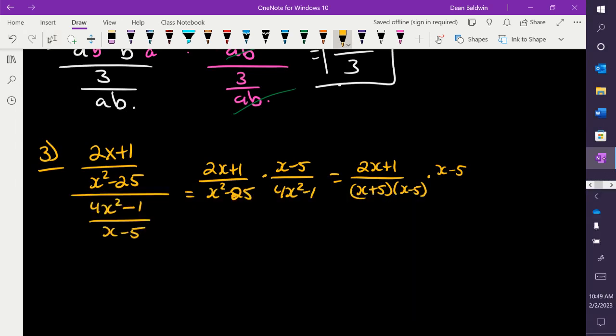Why? What's 4x squared minus 1? Yeah, it's a difference of squares. So it's 2x plus 1, 2x minus 1.